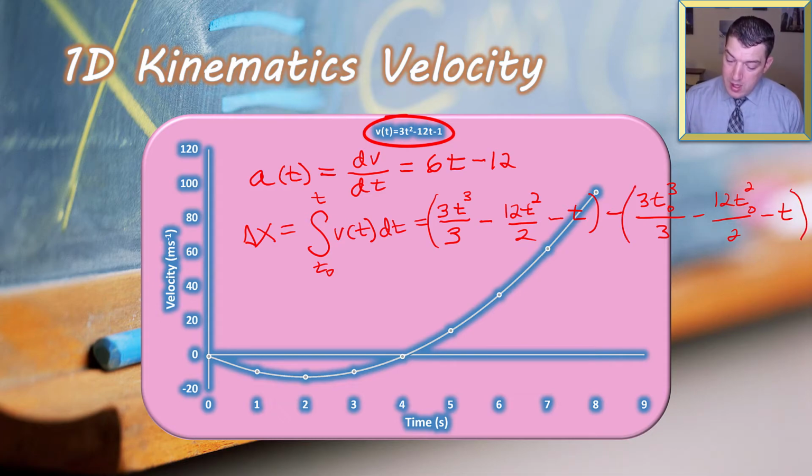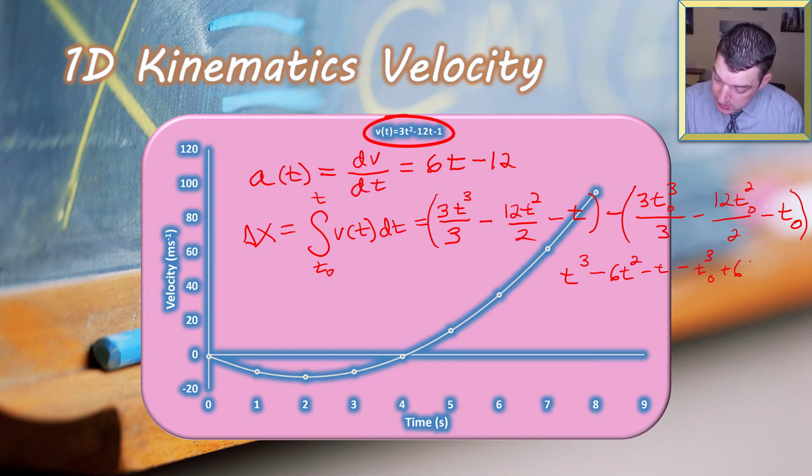When we distribute that negative, a couple of interesting things happen. Oh, this is t naught. So we end up with 3 divided by 3 is just 1. So we have t cubed minus 12 divided by 2 is 6t squared minus t naught cubed plus 6t naught squared plus t naught. And now we have the displacement.